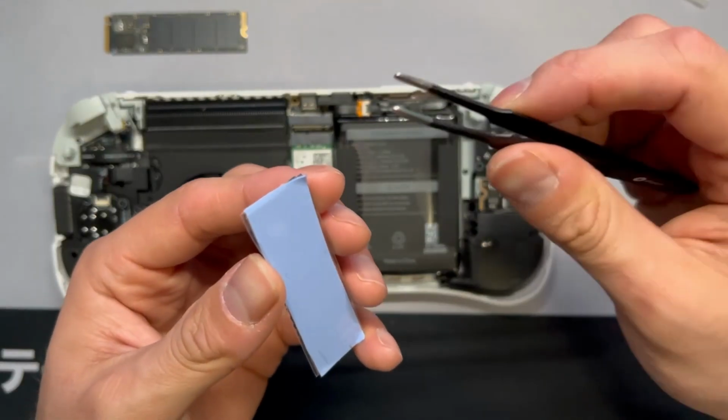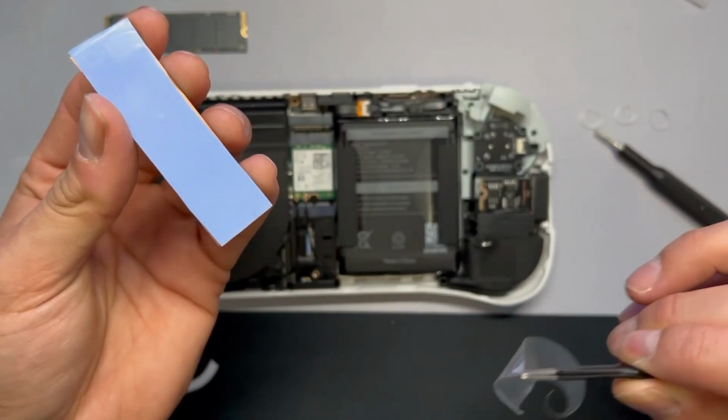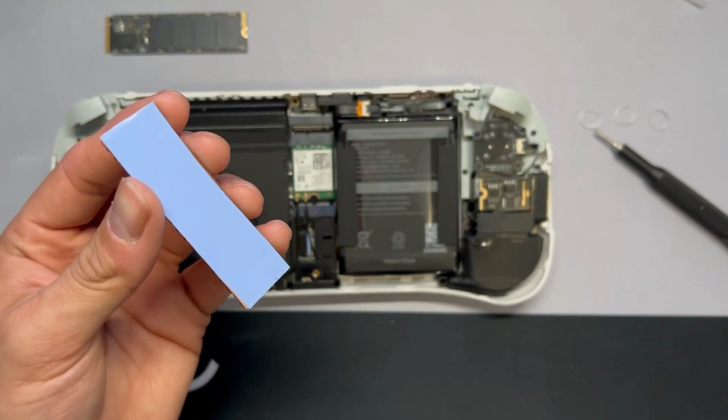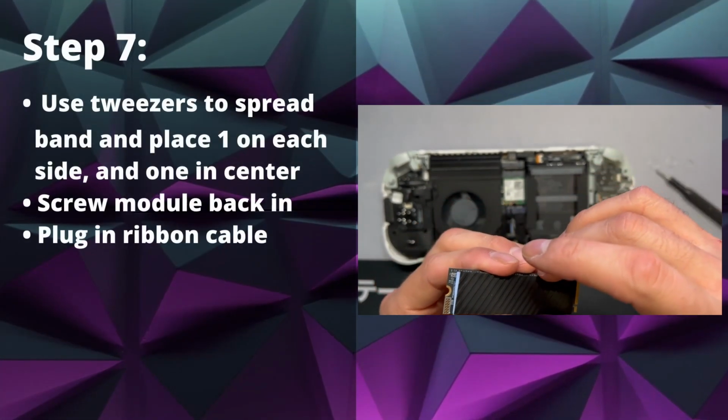Okay, now that we've got it out, we can grab our heatsink and we're going to take off the film on the back of the thermal pad. So once we've got that off, we can go ahead and take our SSD and we're going to line it up and make sure that it's covering all the components.